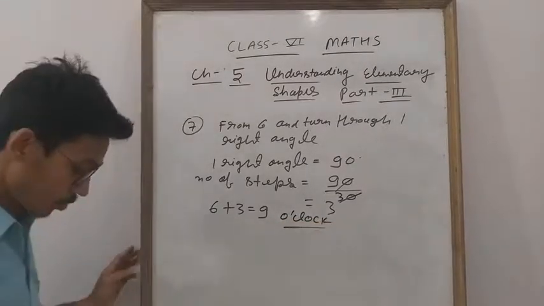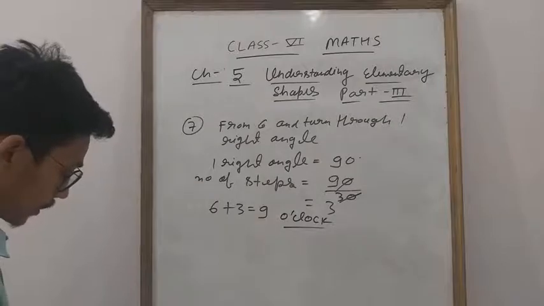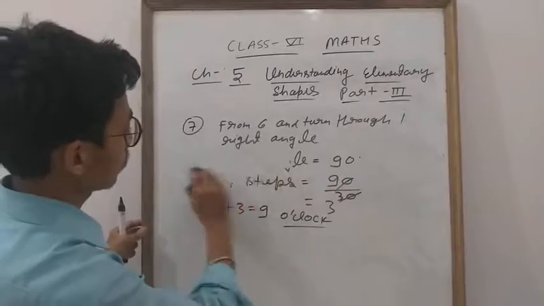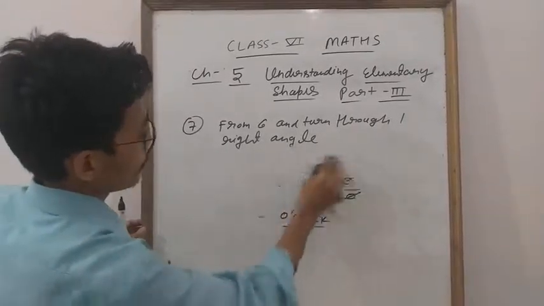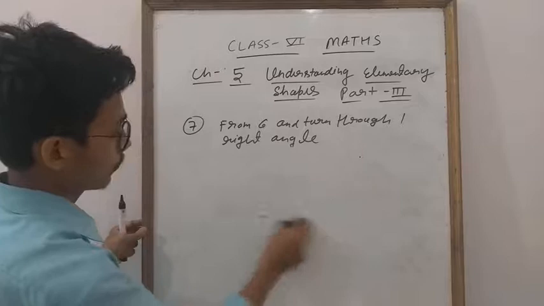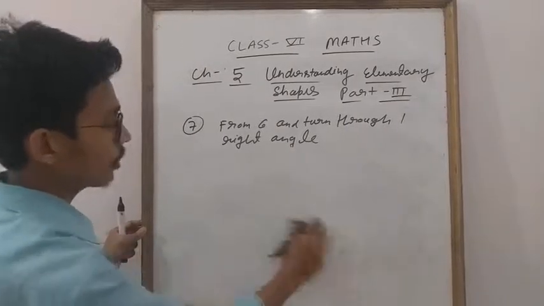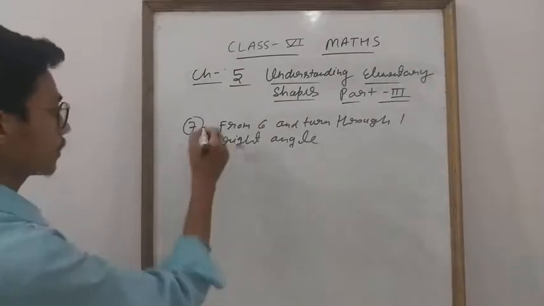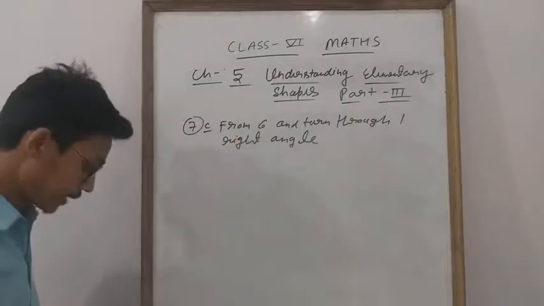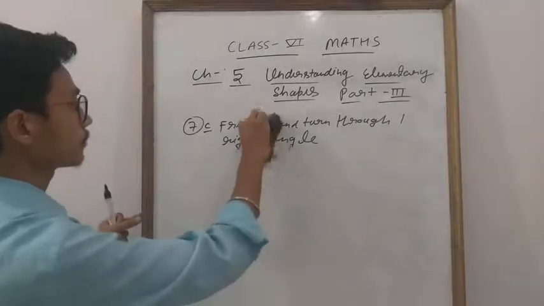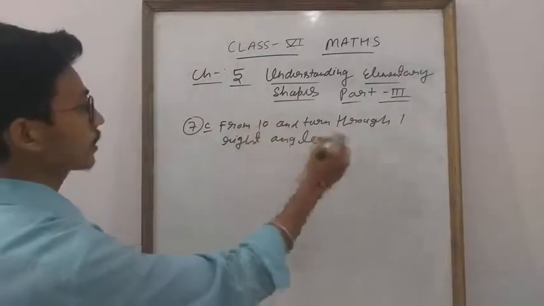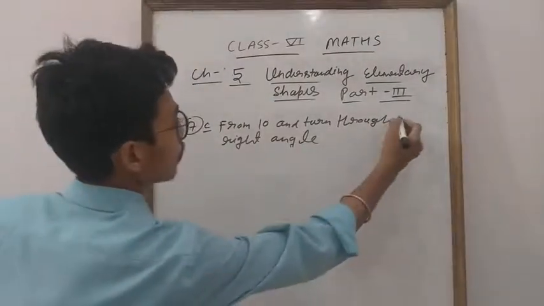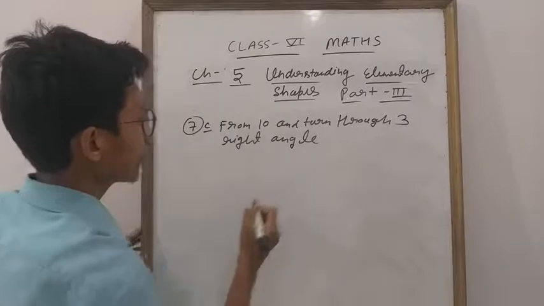Okay everyone? Let's go, one other question I am going to take. From 10 turn through 3 right angles. Now see, the question is very easy. Only your concentration should be on the question. Your focus should be on the question. See, the third question is given, C part. From 10 and turn through, it was 1 given earlier. Now they have changed it to 3 right angles. Okay everyone?